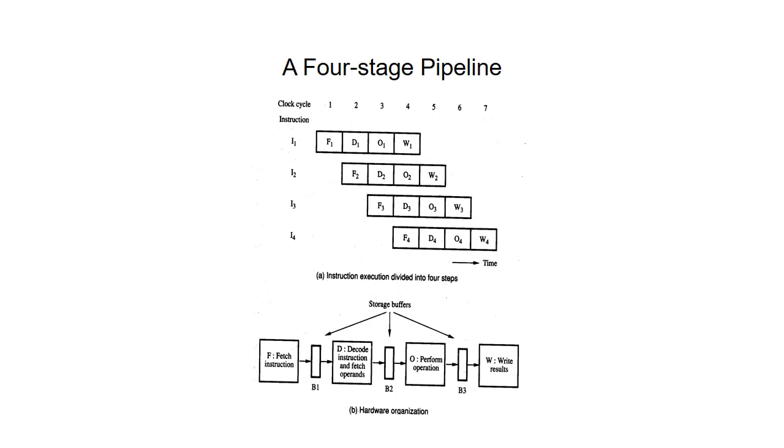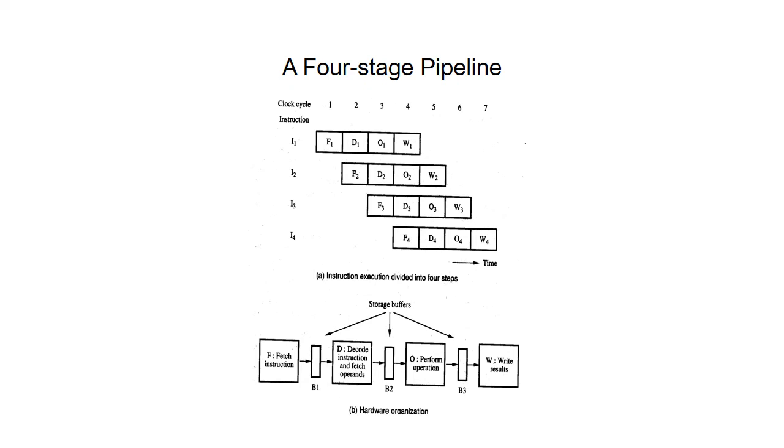storage buffers are divided into the hardware organization as a fetch. F means fetch instruction. So first we have to fetch the data and then transfer it to the B1 value. The second thing will be the decode instruction and fetch operands. After fetching the instruction set, it should be decoded, like binary to decimal, like that we have to decode the values. Then pass into the B2.